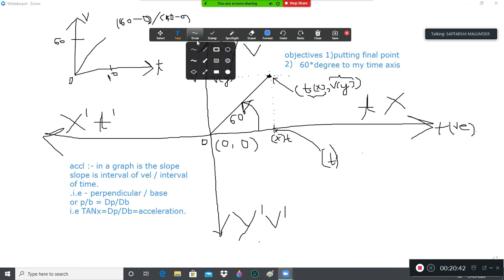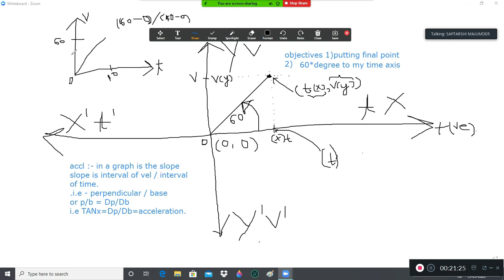Now to use the same concept you need to know a few things. Acceleration in a graph is the slope, and slope is the interval of velocity by interval of time. So this slanted line which is making an angle with respect to time is nothing but a slope. And this same slope is nothing but acceleration. So in a graph the slope is the interval of velocity divided by interval of time.